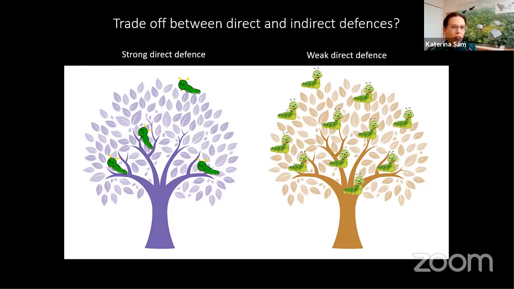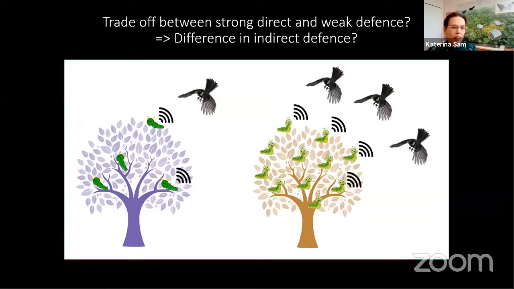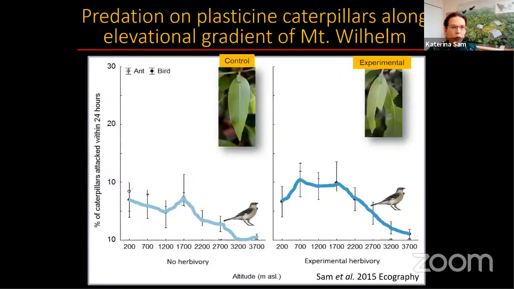And if we are looking one trophic level higher, such a tree with very strong direct defenses will be producing a very short and small signal to the natural predators. And the tree with big abundances of the insect will be producing a very strong signal. It's also very useful for the birds to arrive at the tree which is providing a bigger reward in the food. And we were therefore wondering how the birds actually find the herbivore-rich and potentially herbivore-rich trees.